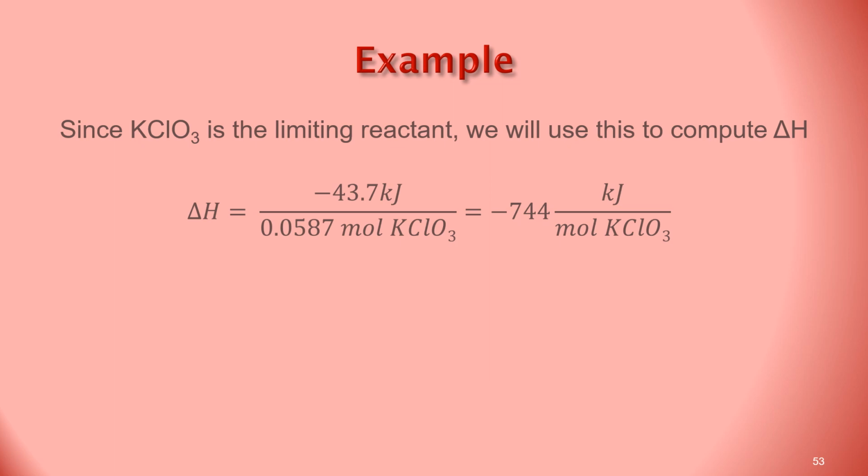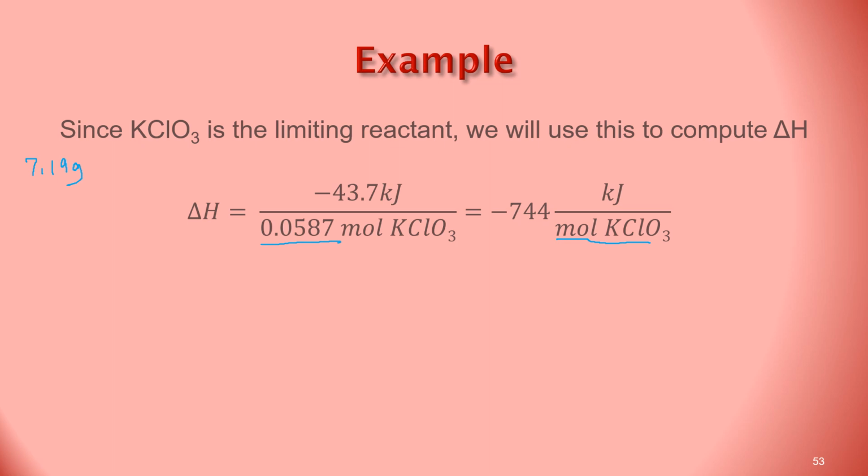All right, since KClO3 is the limiting reactant, we can find out the delta H overall for 1 mole of KClO3. What I didn't show you was the 7.19 grams, that was on the previous page. 7.19 grams is 0.0587 moles of KClO3. So 43.7 kilojoules is given off for every 0.0587 moles. So what does that mean? That means negative 744 kilojoules is given off for every 1 mole of KClO3.